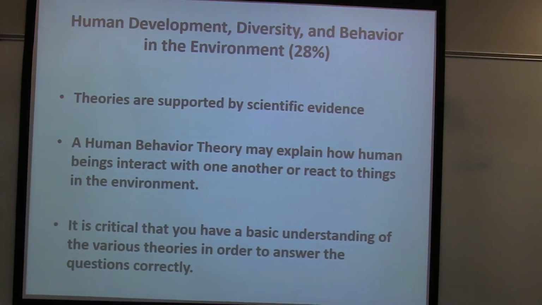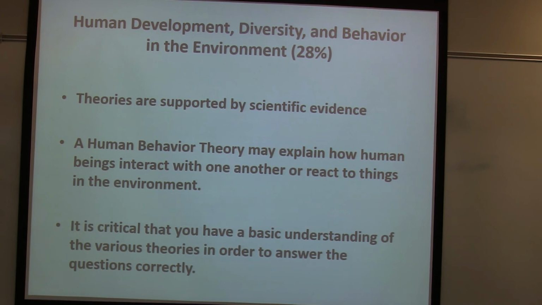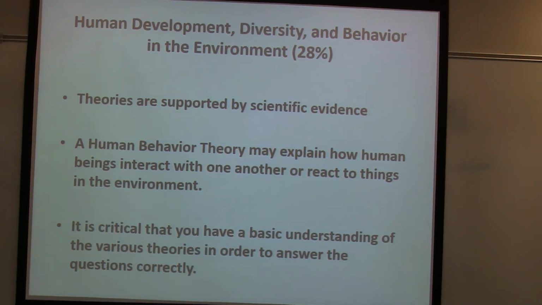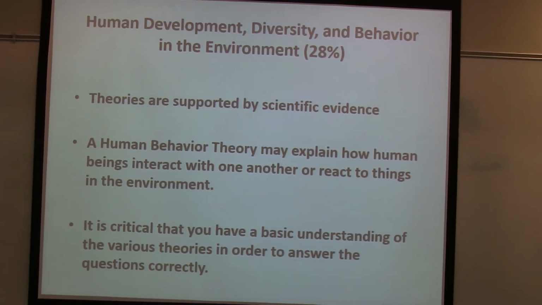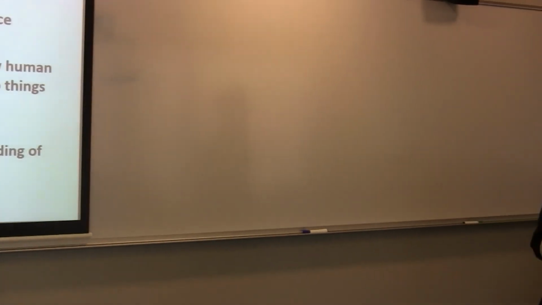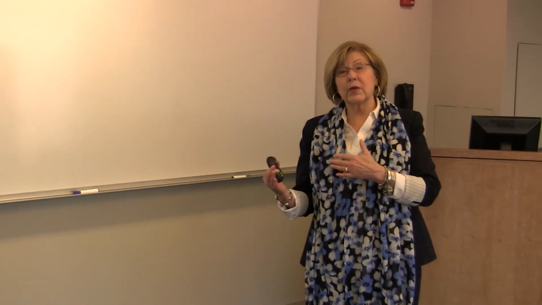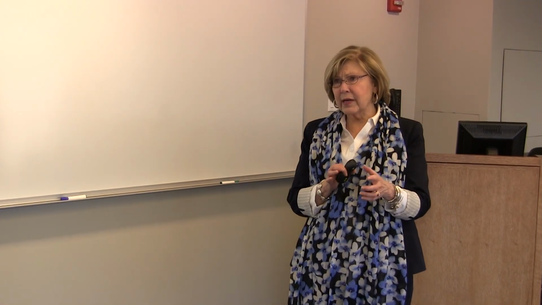Well, we know that theories explain and predict, and they're also supported by scientific evidence. A human behavior theory may explain how human beings interact with one another or react to certain things in the environment. In the social work profession, we understand how important the environment is and the exchange of energy between the person and the environment and vice versa. And so it's really critical that you have a basic understanding, because remember, the licensing exam is about evaluating your basic level of competence to practice your profession.